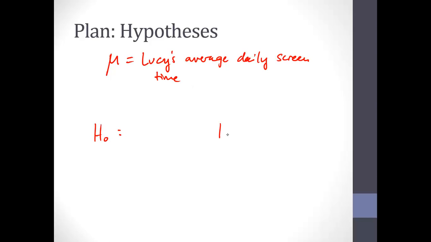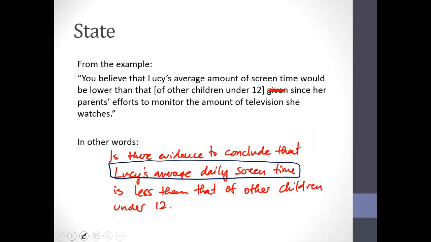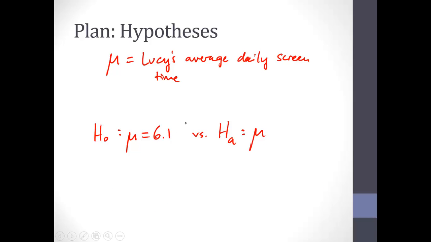And so we want to set up our hypotheses. We have our null hypothesis and our alternative hypothesis. Both of them involve mu. And remember, the null hypothesis always has an equal sign in it. So we're always checking mu equals something. What's my hypothesized value here? What am I interested in comparing Lucy's average daily screen time to? 6.1, right. I want to compare it to that of other children under 12, which from our example, we see that the average amount for children under 12 was 6.1 hours. So exactly right. Just like before, we're going to fill in a 6.1 here.